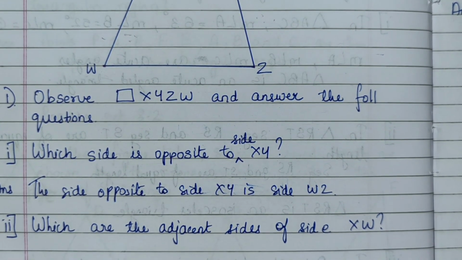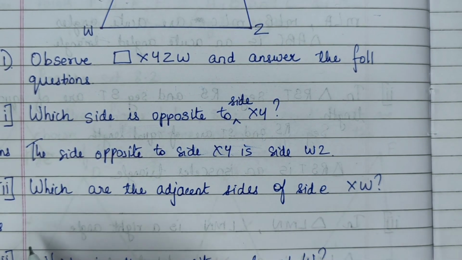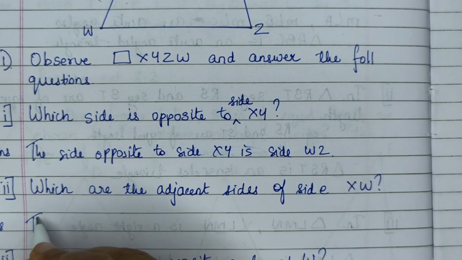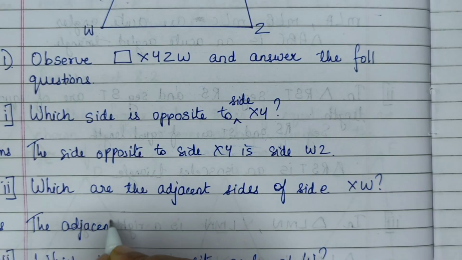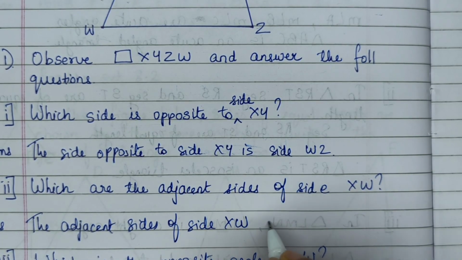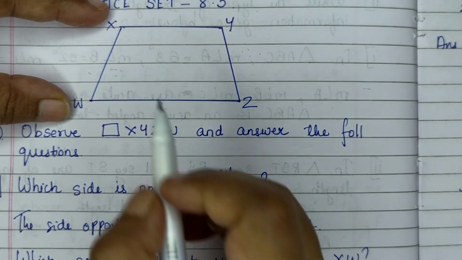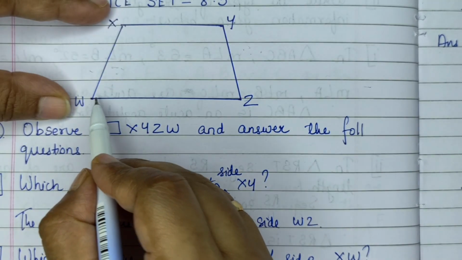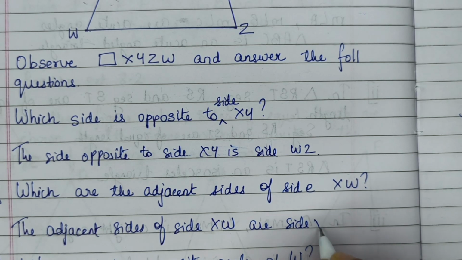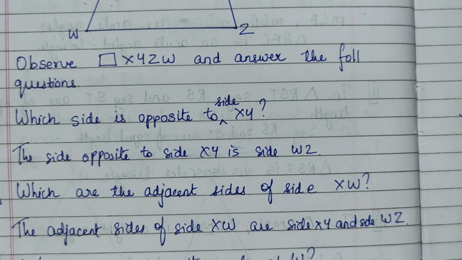So what is the answer we will write? What are the adjacent sides of XW? So we can write it in a full sentence. The adjacent sides of side XW are, there are two, I told you. To XW, you can see there are two sides joined here: side XY and side WZ. The adjacent sides of side XW are side XY and side WZ. Understood the second one?